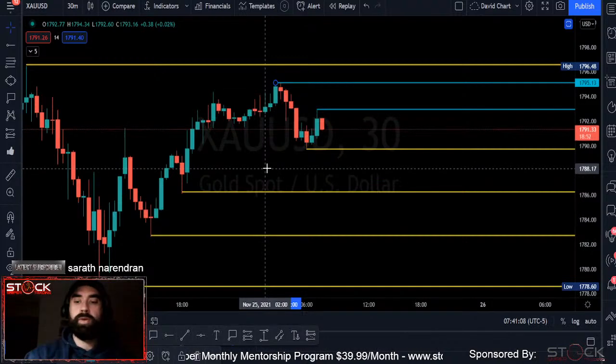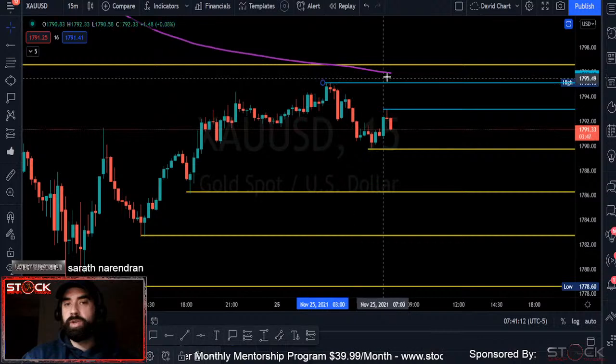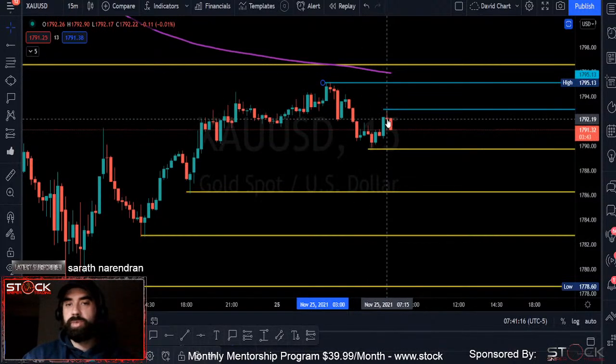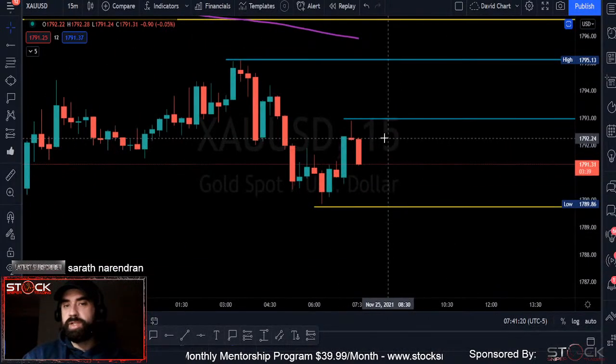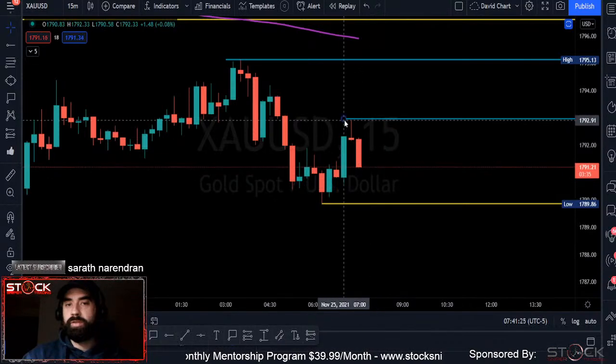Okay, so now let's check out our 15-minute. You can see that we're getting closer and closer to that 200 moving average. All right, gold is getting rejected here. It's pushing back down. Almost formed similar to a gravestone doji, but you can see there's a little more volume than normal. We just got to make sure we tighten everything up here. Gold is starting to fall.